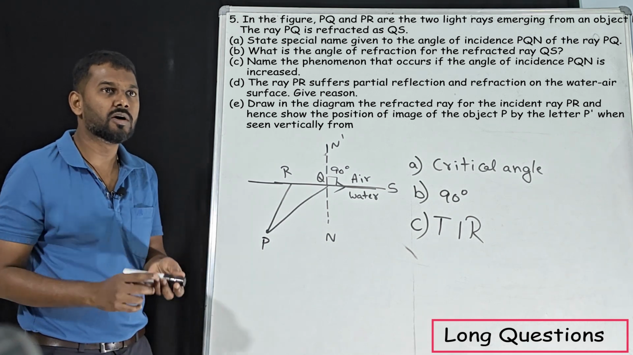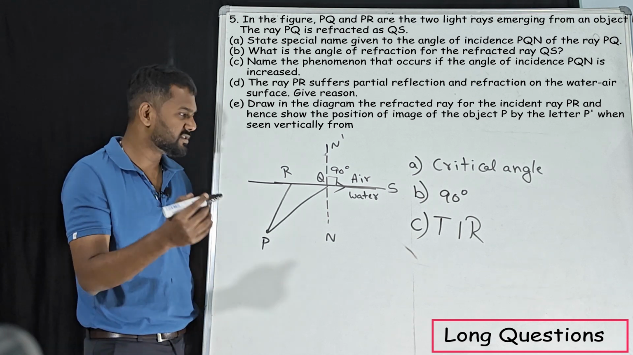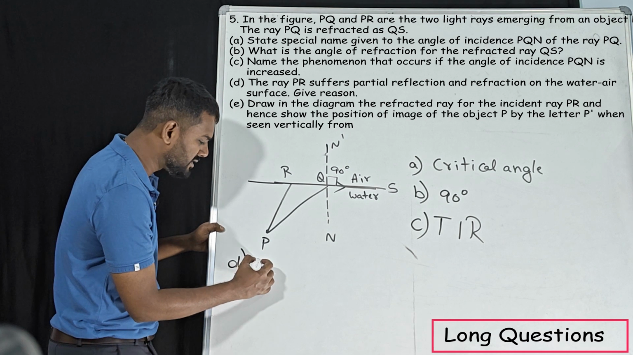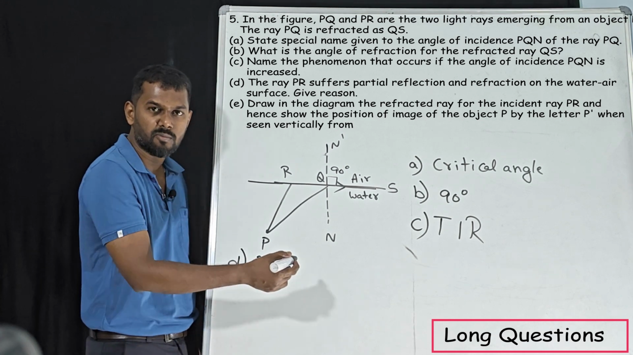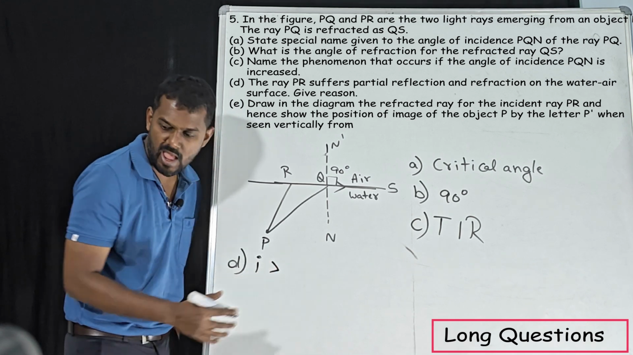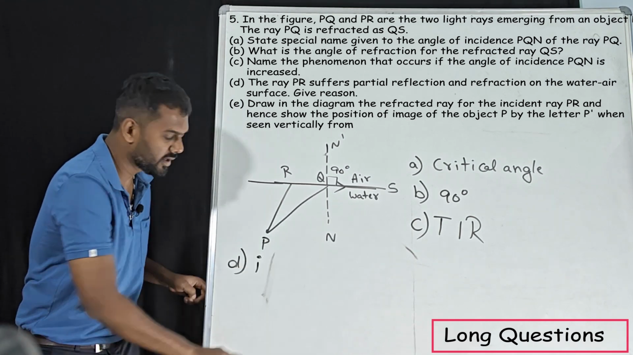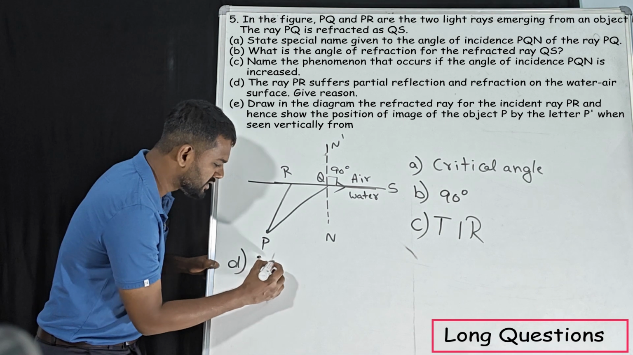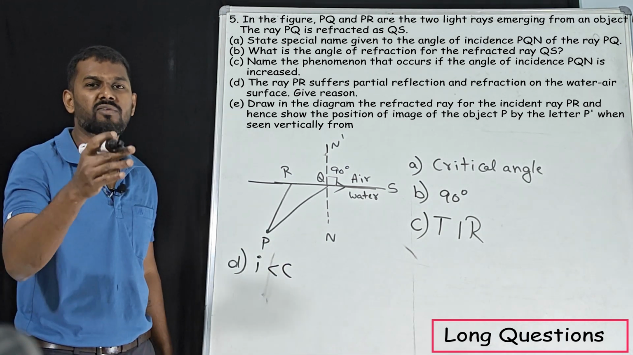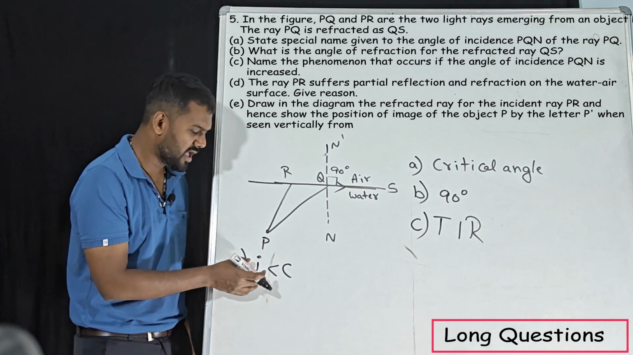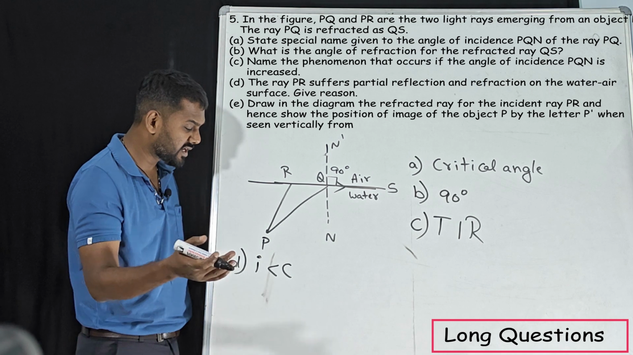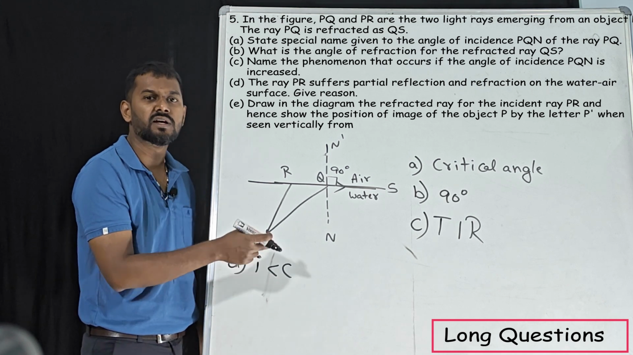Why? Because very simple, the angle of incidence for question D, you have to write the answer in the form of a sentence. The angle of incidence is less than the critical angle. If the angle of incidence is less than the critical angle, it undergoes partial reflection and refraction. This is the reason. What is the reason? The angle of incidence is less than the critical angle.